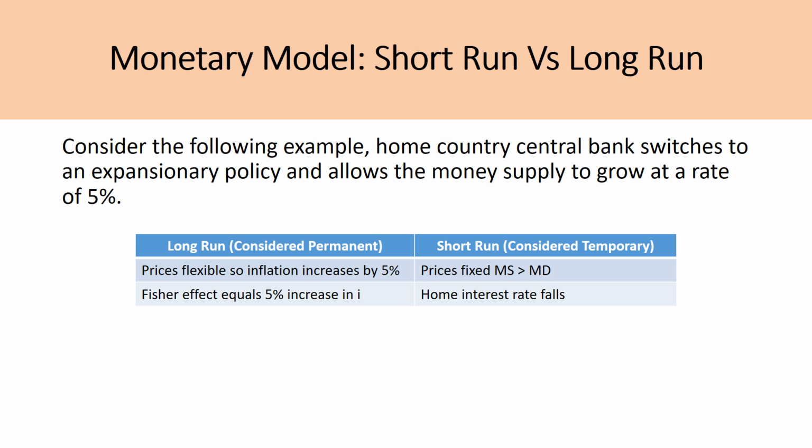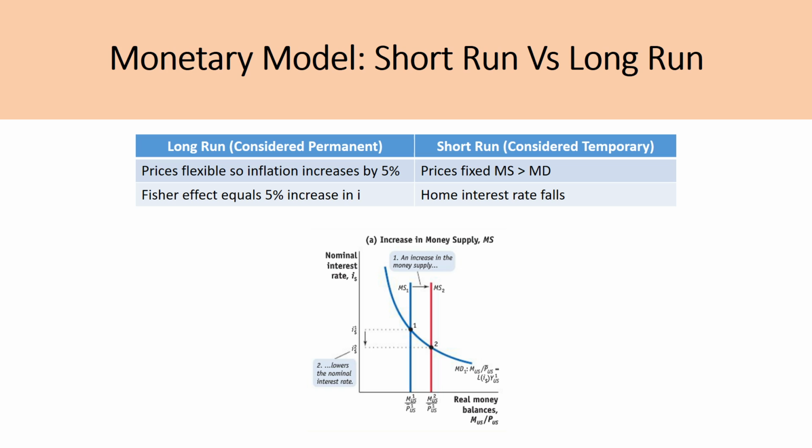The home country central bank switches to an expansionary monetary policy and allows the money supply to grow at a rate of 5%. So this is simply represented by that rightward shift in the money supply. So in the short term, and this is what we're talking about in this chapter, because prices are fixed, the interest rate needs to adjust. So that rightward shift in the MS curve will lower the nominal interest rate, the equilibrium interest rate, and that's what will happen.